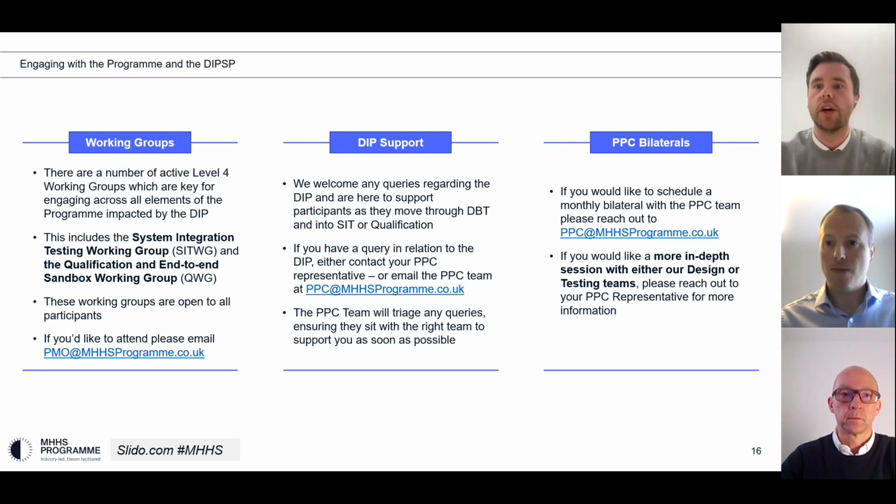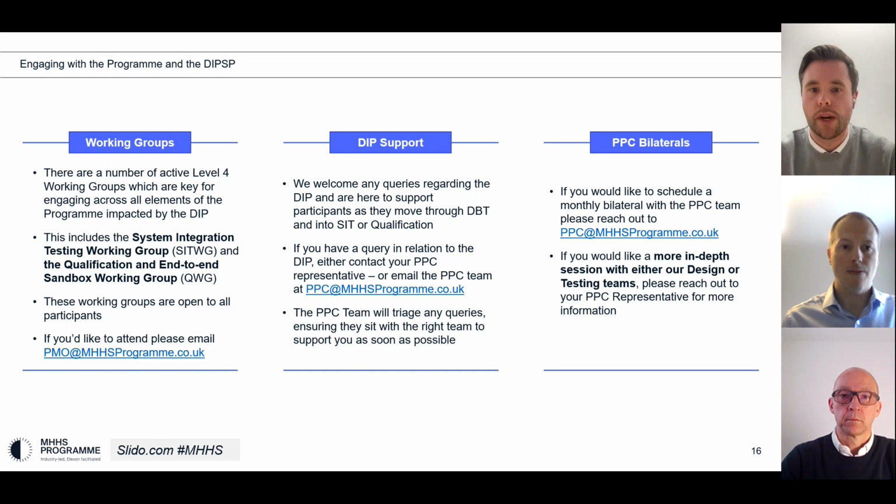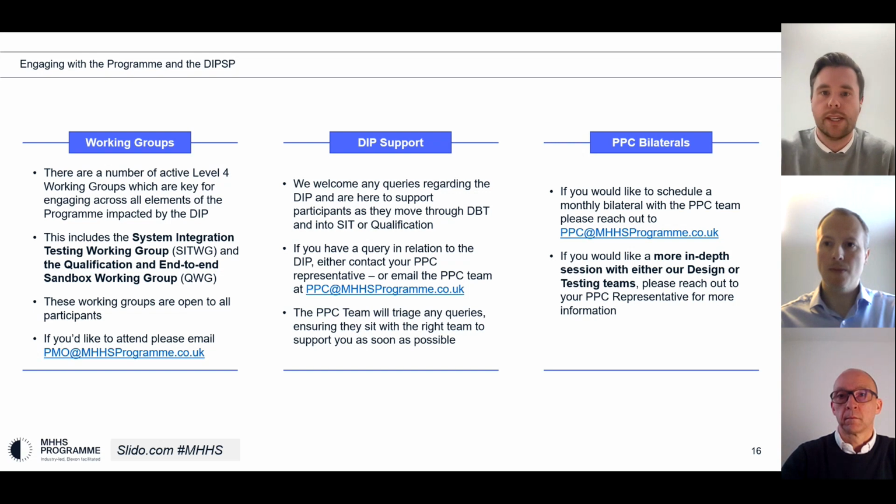I'm just going to touch very briefly on a number of topics we touched on in the Q&A in terms of access and support and having a say over what the future of this looks like. Of course, the working groups are a key way in which you can engage with the program, especially what the DIP will look like. The level 4 working groups, including the SIF testing working group and the qualification end-to-end sandbox working group, are key when it comes to this, and these are open to all participants. If you would like to attend, please email the PMO at mhhsprogram.co.uk. Also through the collaboration base, you can access the headline report, minutes, and any papers published as well.